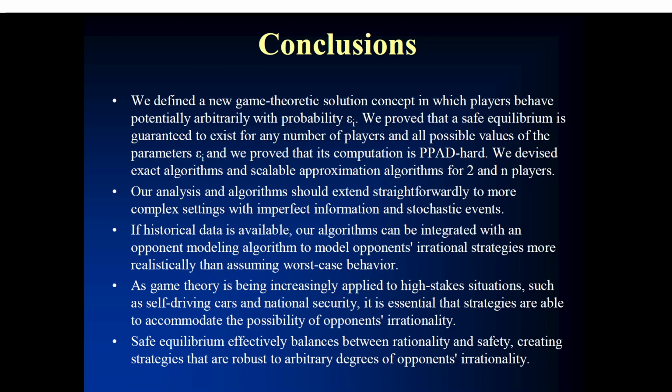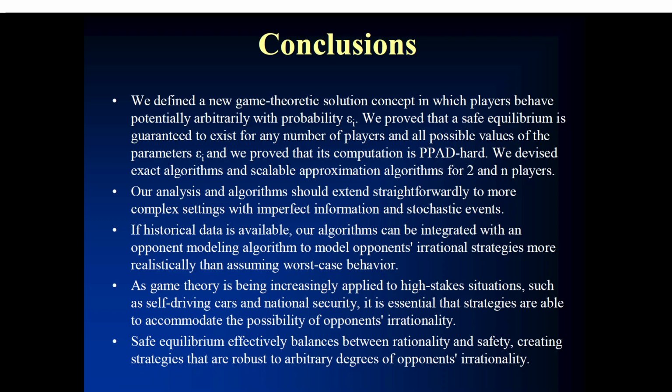So to conclude, we presented this new concept, epsilon safe equilibrium, in which players are potentially arbitrarily irrational with probability epsilon i. We proved theoretically that it's guaranteed to always exist, and its computation is PPAD-hard. Both of these properties are similar to Nash equilibrium. We devised exact and scalable approximation algorithms for both 2 and n players. I expect this analysis and the algorithms should extend straightforwardly to imperfect information, extensive form games, stochastic games, and other settings, although we need to explore that in future work.